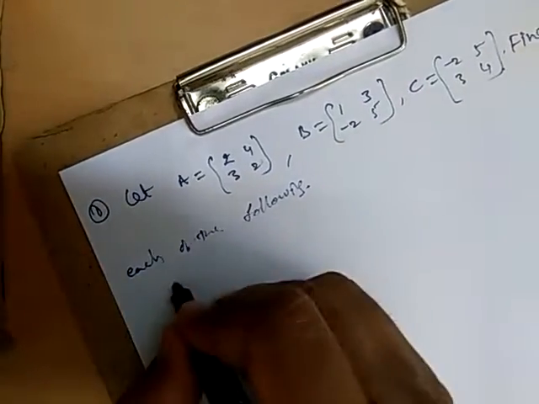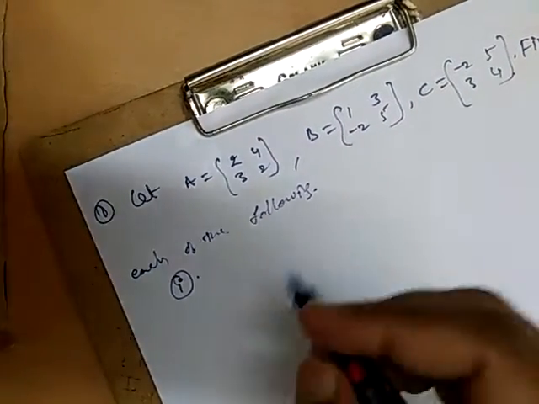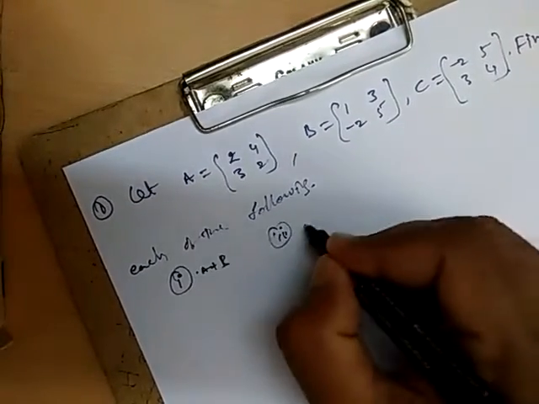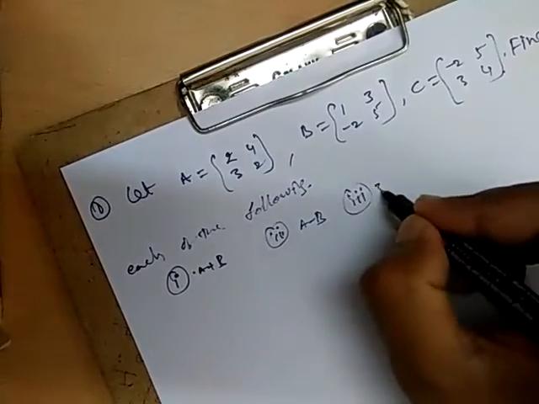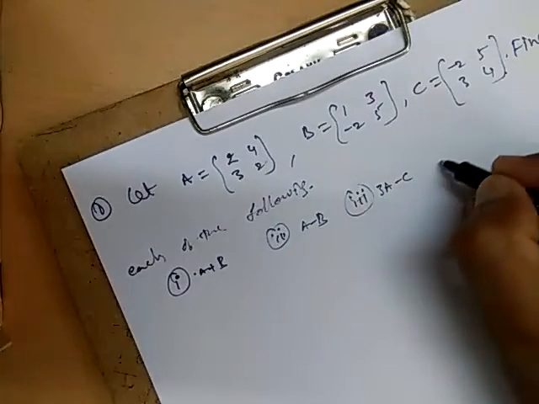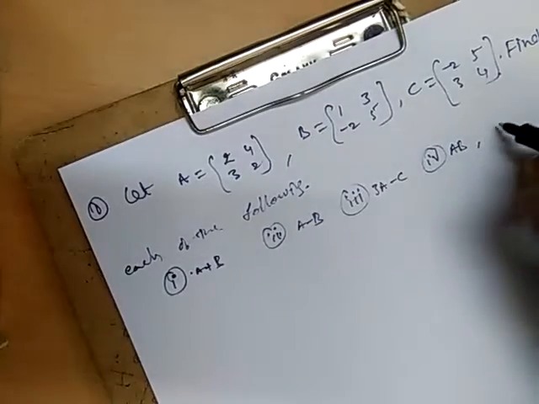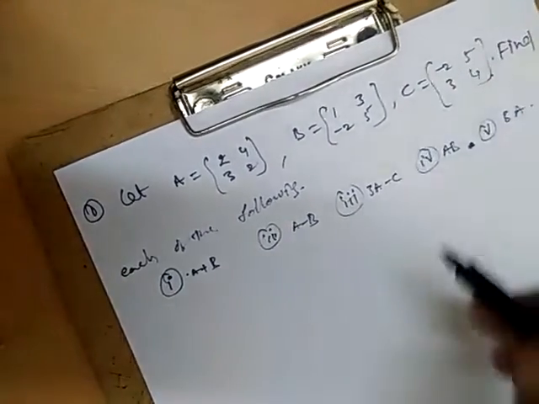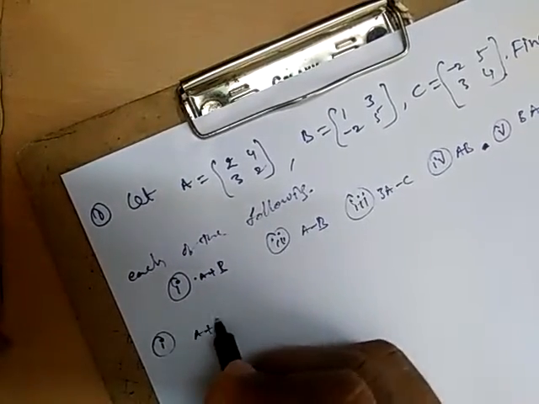In the first question we have 5 parts. First one, A plus B. Second one, A minus B. Third one, 3A minus C. Fourth one, A into B. Fifth one, B into A. AB, BA. So I am taking the first one, A plus B.